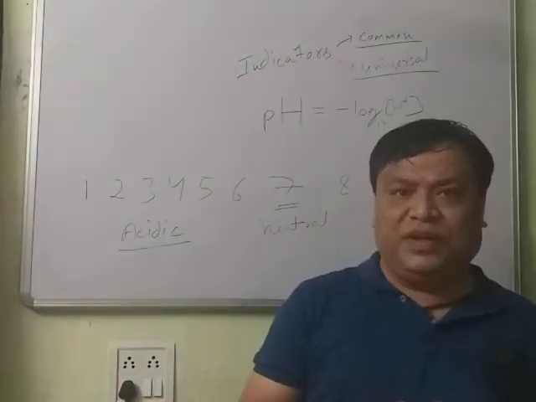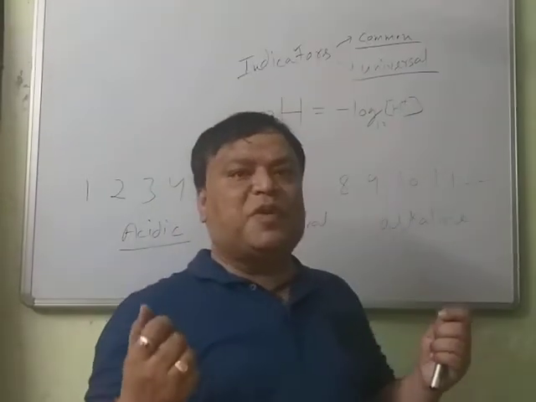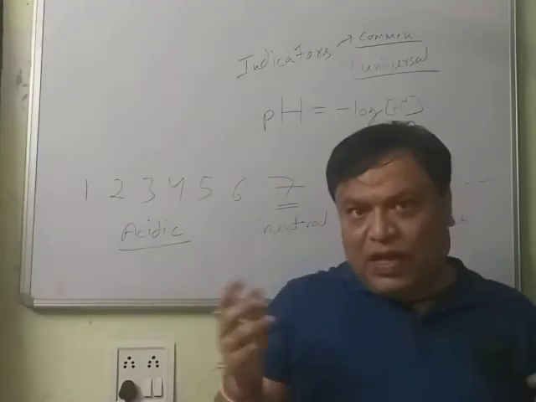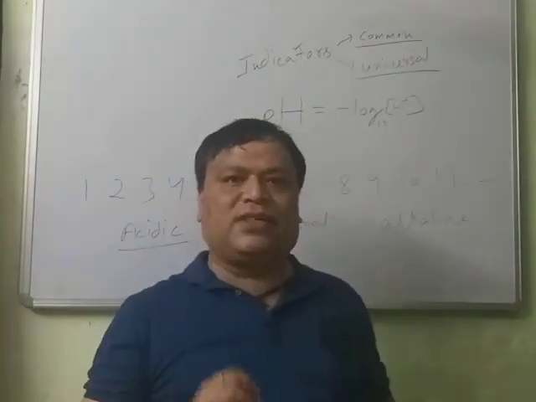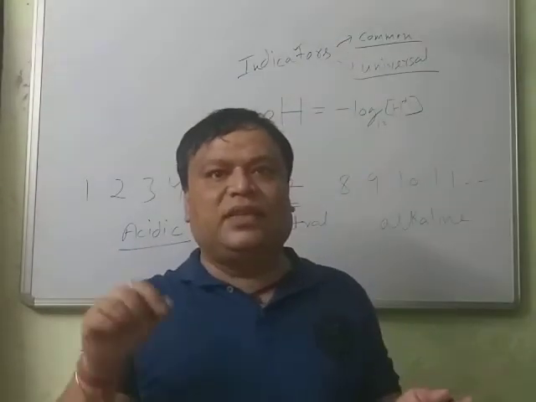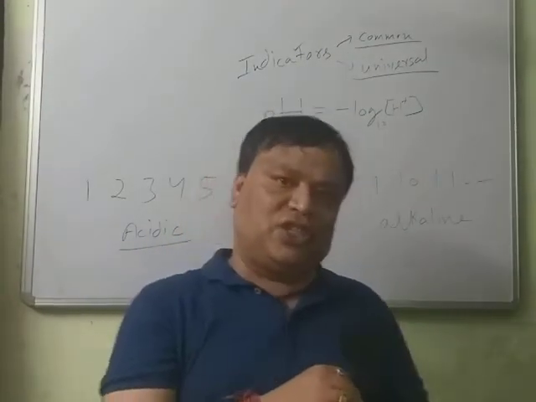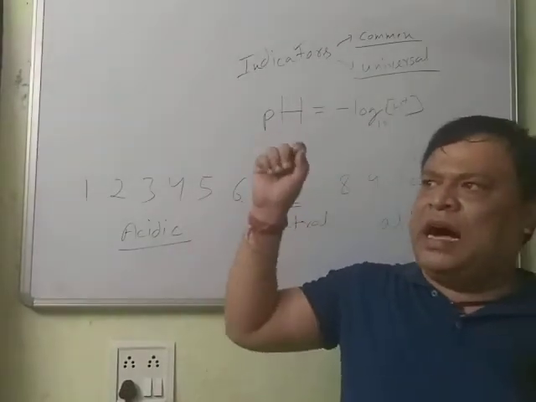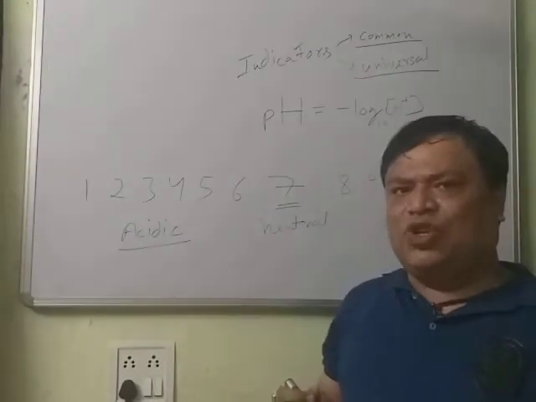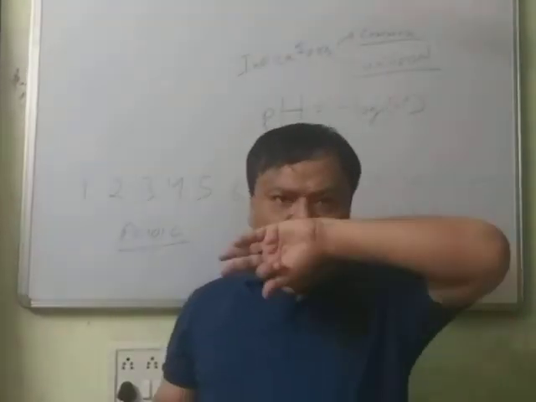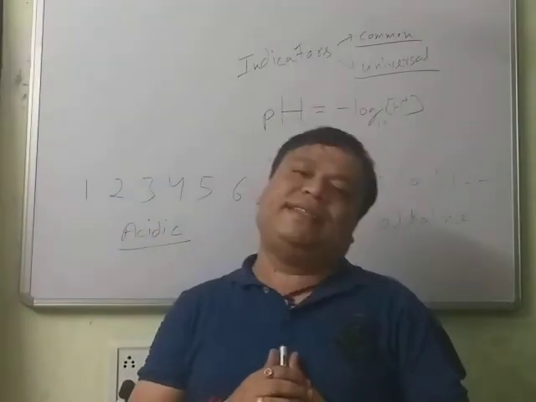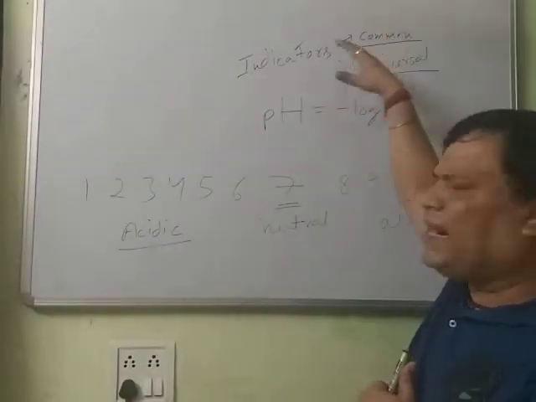Litmus paper. We all know that we can use litmus paper to tell whether a thing is an acid or a base. How? If we dip a blue litmus in a solution and the blue litmus becomes red, we say the solution is acidic in nature. And if we take a red litmus and put that in a solution and the litmus paper becomes blue, then we say the solution is alkaline or basic in nature. So these are the common indicators which you know.